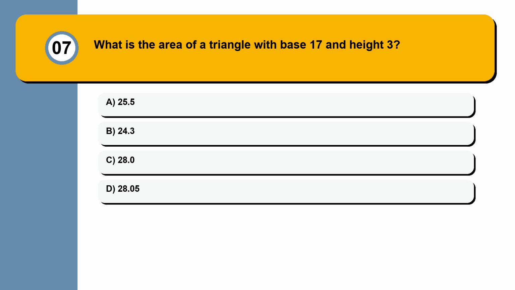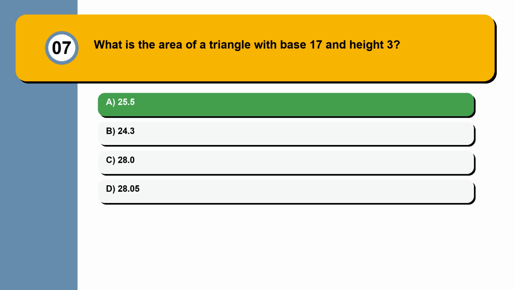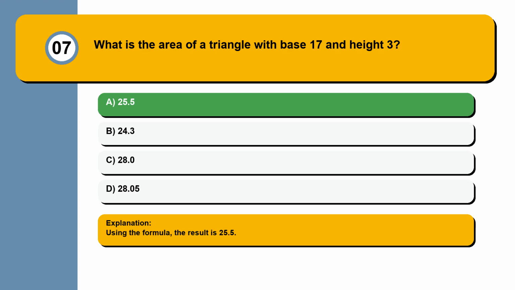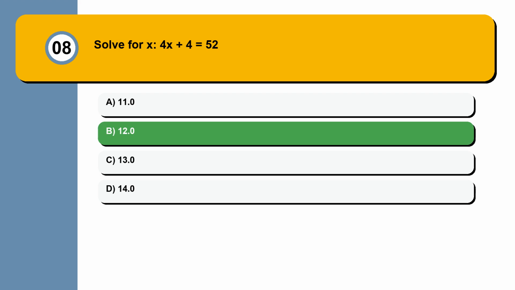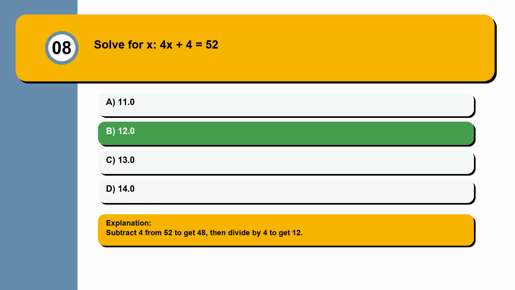Question 7. What is the area of a triangle with base 17 and height 3? Options: 25.5, 24.3, 28.0, 28.05. Using the formula, the result is 25.5. Question 8. Solve for x. 4x plus 4 equals 52. Options: 11, 12, 13, 14. Subtract 4 from 52 to get 48, then divide by 4 to get 12.